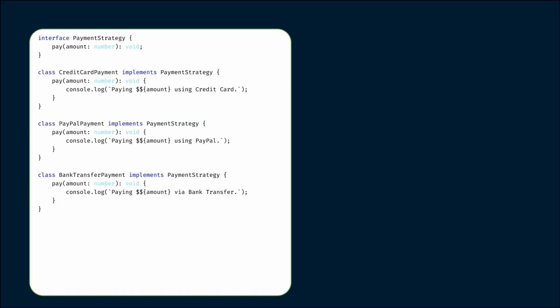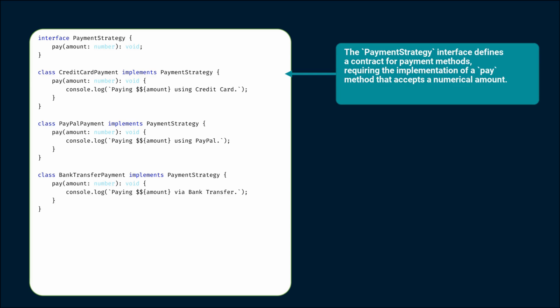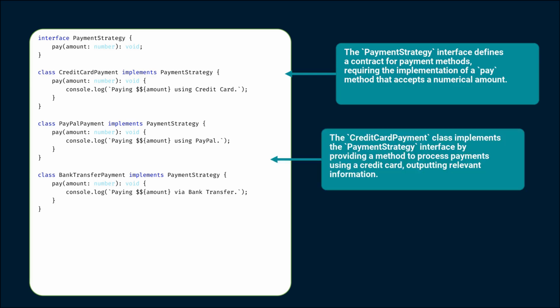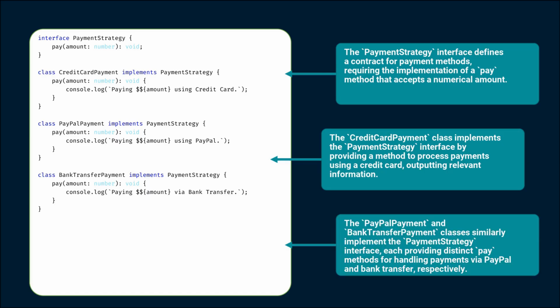Now let's take a look at how we can define the common interface for our payment methods. We begin by creating the payment strategy interface, which serves as a blueprint for all payment methods. This interface specifies a single method, pay, which accepts an amount as a parameter. Every payment strategy will implement this method, ensuring that all payment types follow the same contract.